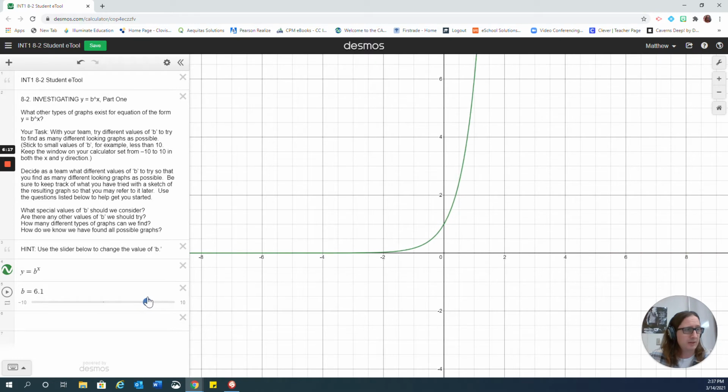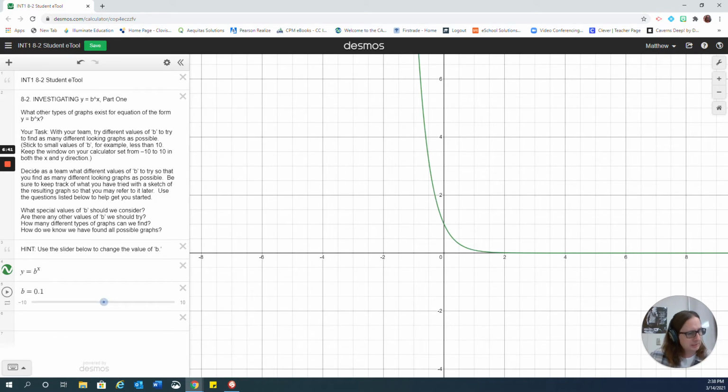So if we go over here, here's a b value of 8, and it's super steep. Then we go back the other direction. You see it's getting less steep, gets to 1, it's flat. And then when we go to a number smaller than 1, the farther away I get from 1, the steeper the graph gets.